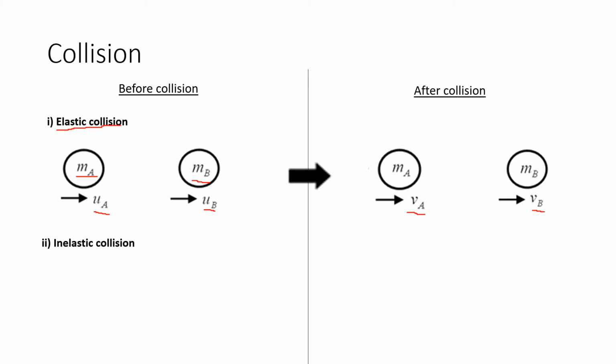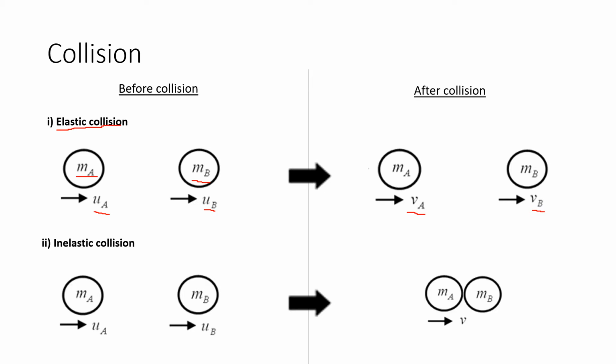For inelastic collision, the situation before collision is the same as elastic collision. At some point, they will collide with each other, but after collision, they will combine and move together. As you can see here, object A and object B will share the same final velocity after collision. As we already know the situation of each collision, now let's move on to the differences between them.